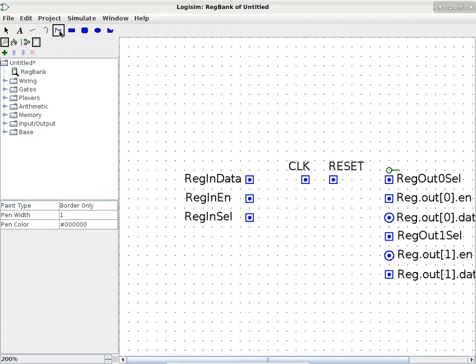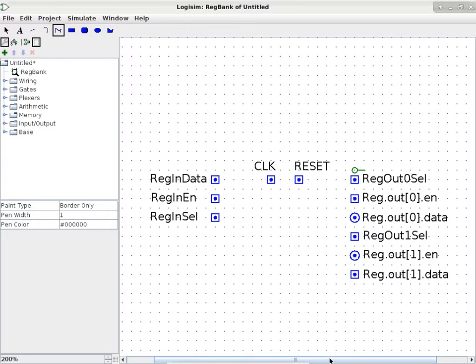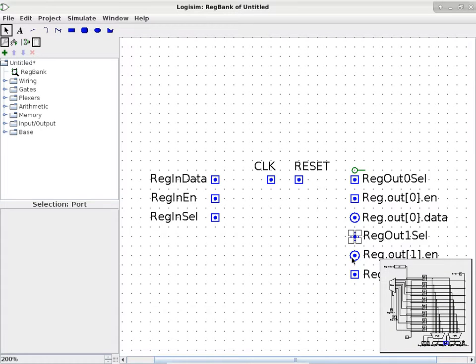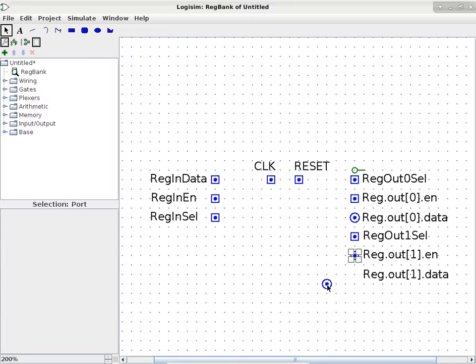Yep. Is the output labeled correctly? Oh, yep, you're right. I switched those two. Yep, switched the last one. Okay, make sure that's there we go. Thank you.